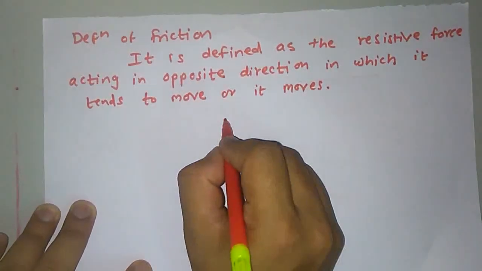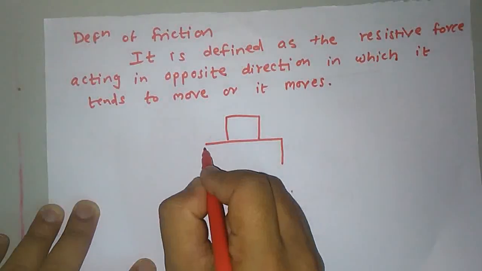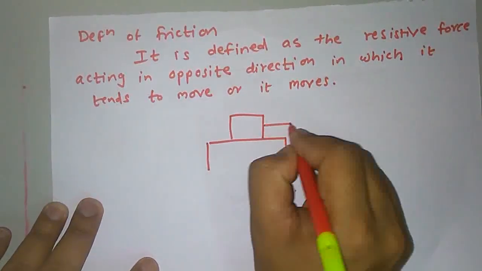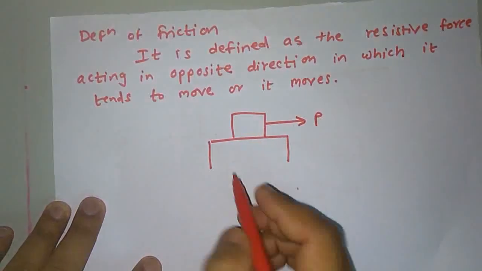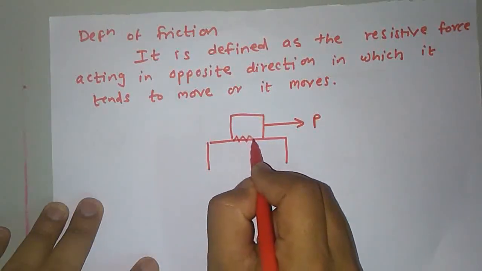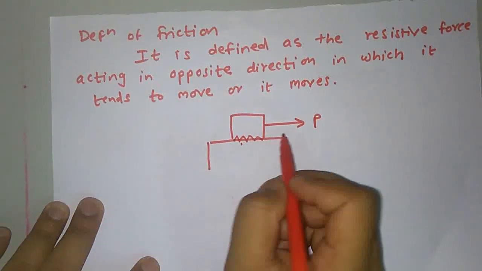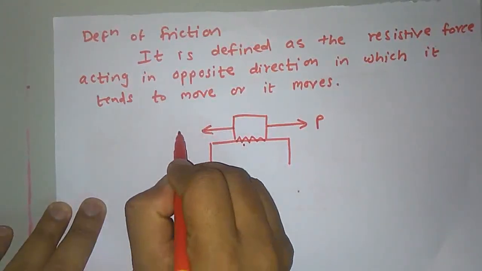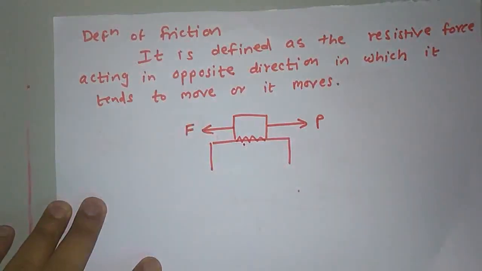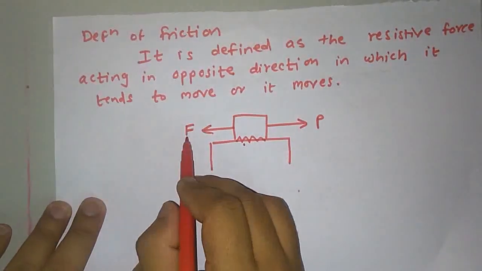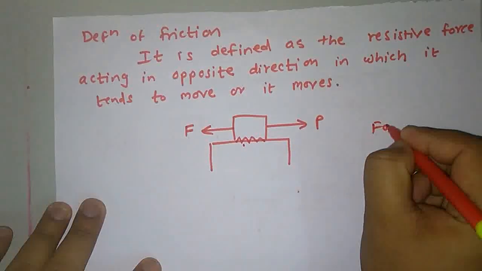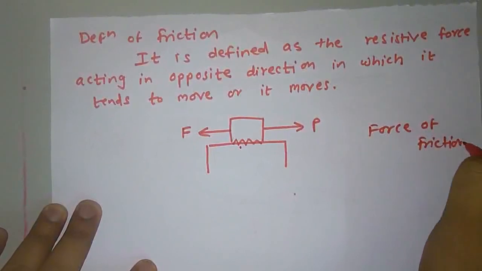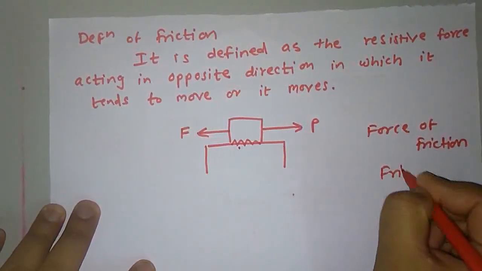Once again we will repeat. This is a block, this is the table, the block is placed on the table, and we are moving this block in this direction. But due to the interlocking between these two surfaces, this interlocking will oppose this motion, and that opposing force is known as friction. It is also called force of friction, or simply we can call it friction.